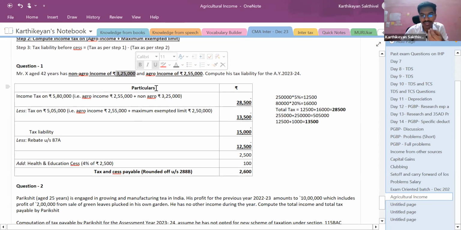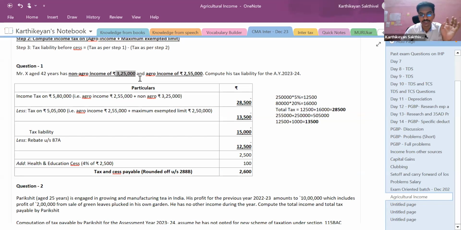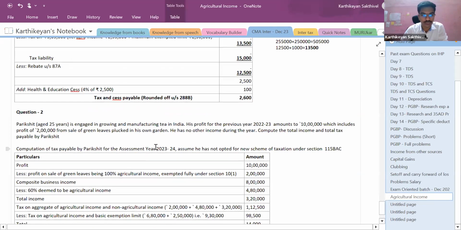He would not have paid any tax for that matter, because since his income is less than 5 lakhs, he would have got an entire rebate for this 3,25,000. So whatever tax is payable for this 1,25,000 at 5% could have been claimed as rebate under 87A. But because of this partial exemption integration method, he is paying a tax of 2,600. Okay, so this is the discussion. We'll go to the next question.